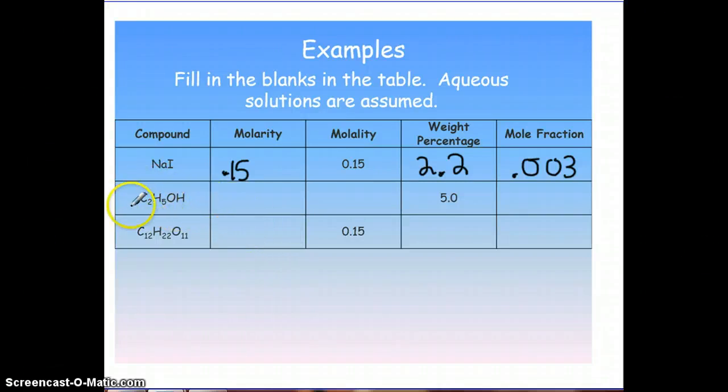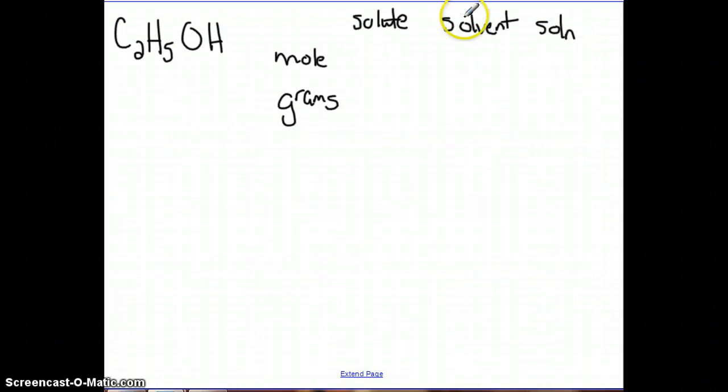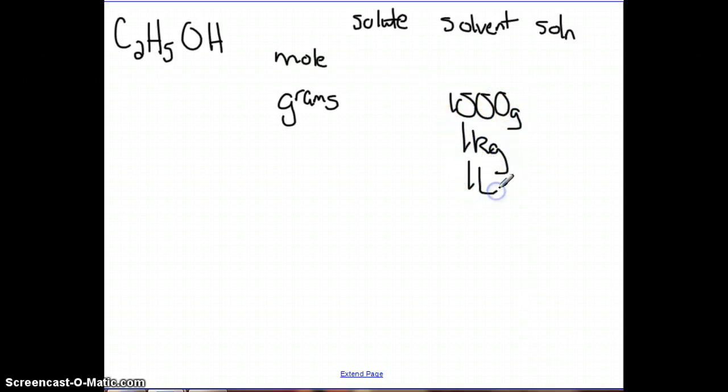The next one you see C2H5OH, that's our solute, but this time instead of molality, we are given weight percentage, which is 5%. So we'll scroll to our page. Again, you see that we have a chart, and I like to always assume that I have a 1,000 gram solution, which is 1 kilogram or 1 liter. This just makes my life easier when I calculate molarity and molality, just simpler math. So we need to figure out how we can get this 5% into a usable number.